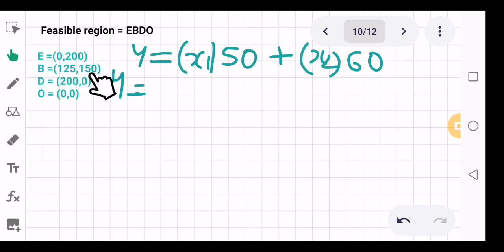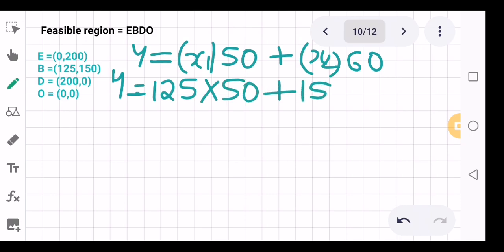By just looking at it, we can find out that this point will give you the maximum amount, and what we need is the maximum itself, because we need the maximum profit as much as possible, right? So your x1 will be 125 into 50 plus your x2 is 150 into 60.